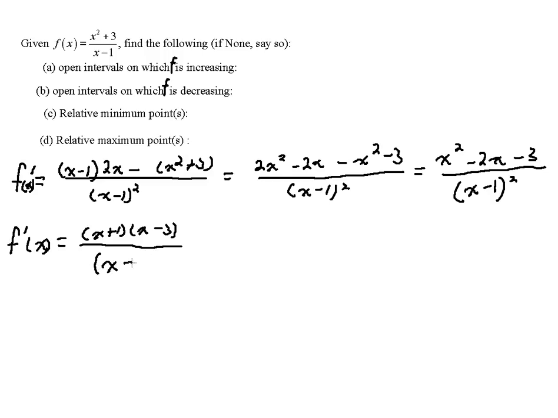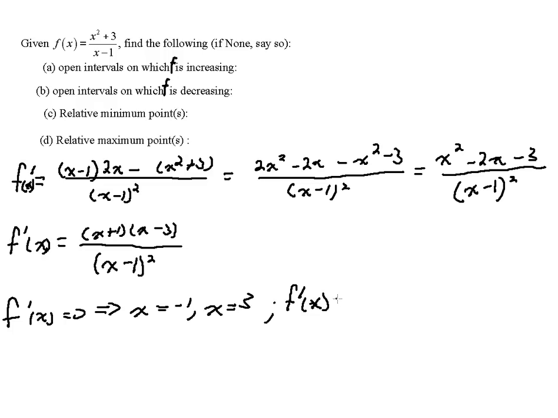So now we need to know, where is f prime of x equal to 0? Well, that's where the numerator is equal to 0. So that implies that x equals negative 1 and x equals positive 3. And now we need to know, where is f prime of x not existing? That implies that x equals positive 1, because when x equals 1, the denominator equals 0.